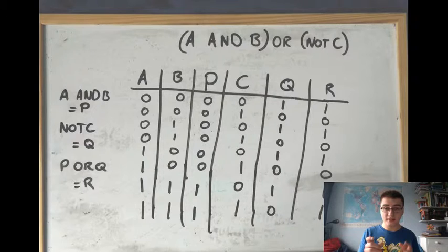Go to the last one as well. As you can probably see, both A and B are 1, so therefore P is also a 1, and then C is a 1, so therefore that gets NOTed to 0. But because the result of P is a 1, R is also a 1. Okay, I hope that didn't get too confusing.